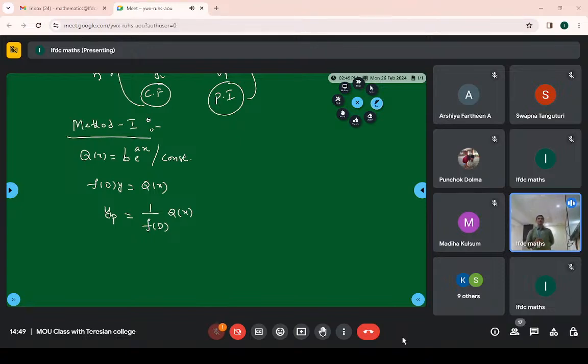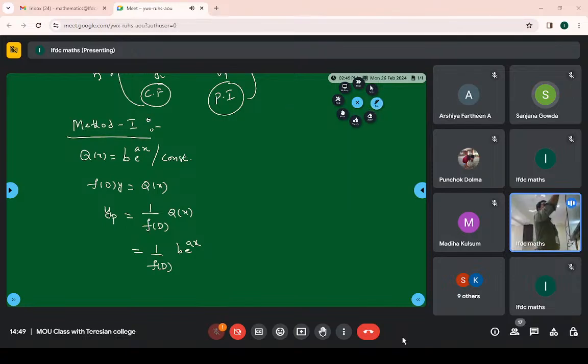What is the function given? Q(x) value is b e^(ax), so y_p is 1 by f(D) into b e^(ax). Anyone have an idea what to do now? How to do this kind of problem if the right-hand side is an exponential function? Any idea what is the procedure?